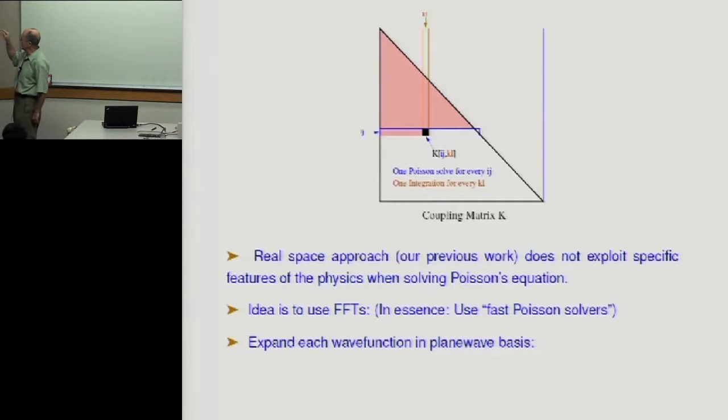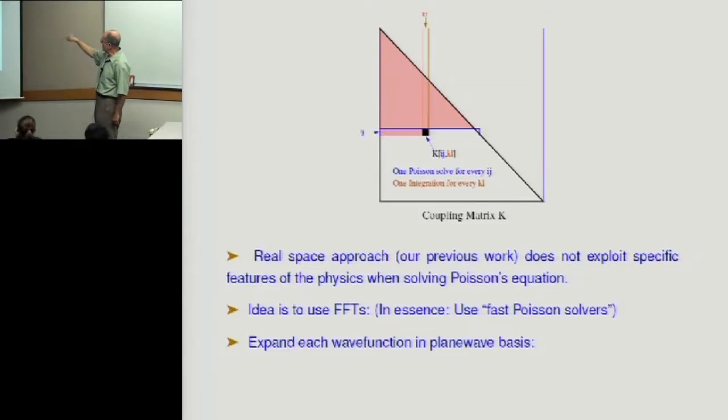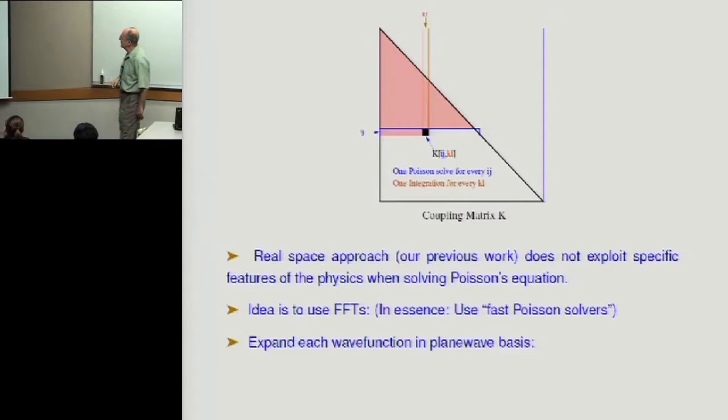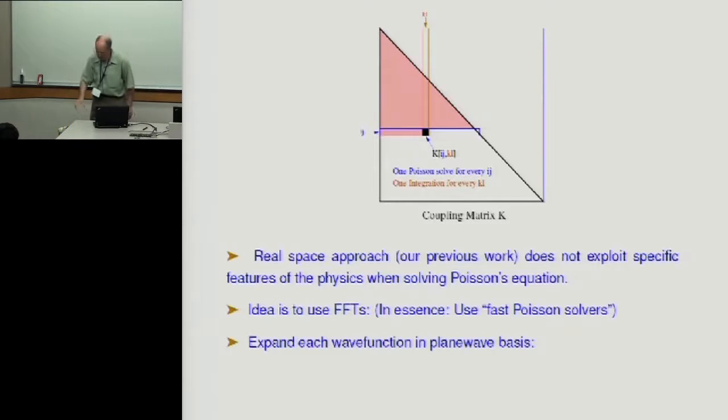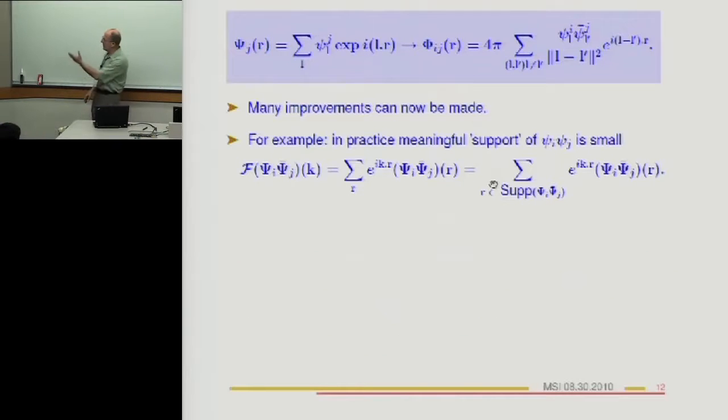Ij and Kl are the indices of this matrix. For each Ij, you solve one Poisson equation, and then you have these integrals for each entry there. And the idea now is to expand each wave function in the plane wave basis. And then, as I said, solving the equation is trivial. There are a lot of opportunities for optimization here.